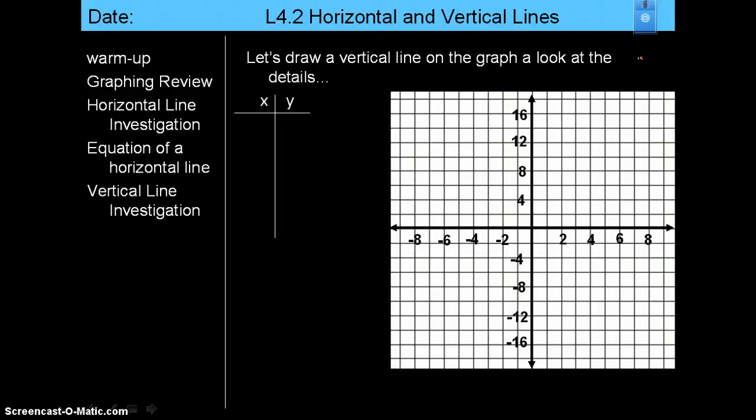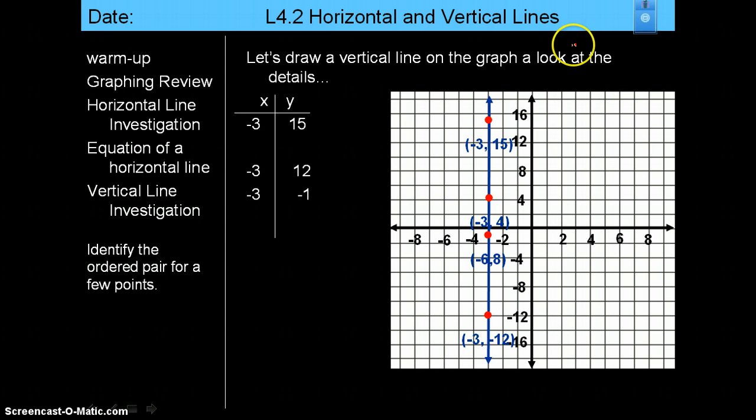Let's talk vertical lines. So again, we're just going to go ahead and draw a vertical line right on our graph. Find a couple ordered pairs for some of the points in the graph. So here's one. This actually should say (-3, -4), if we want to fix that.